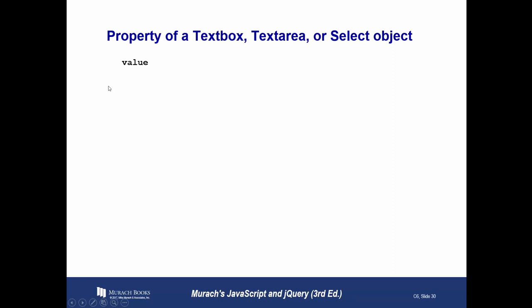So when you work with text boxes, text areas, and selects, you've got a value property, and that's going to grab the value that you put inside of the text box. You should always set the name and the ID attributes for your controls to the same value. After you use the value property of one of the objects to get the value string, you can use the length property if you need to get the number of characters in there.